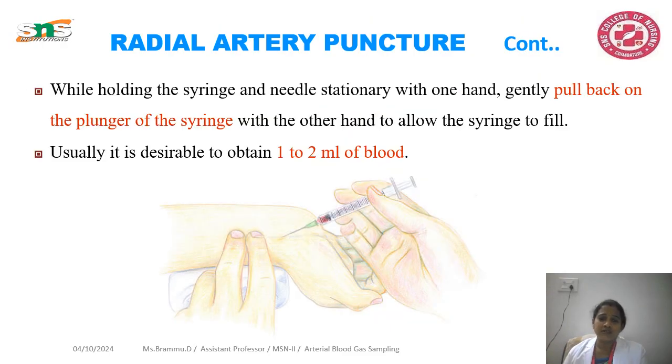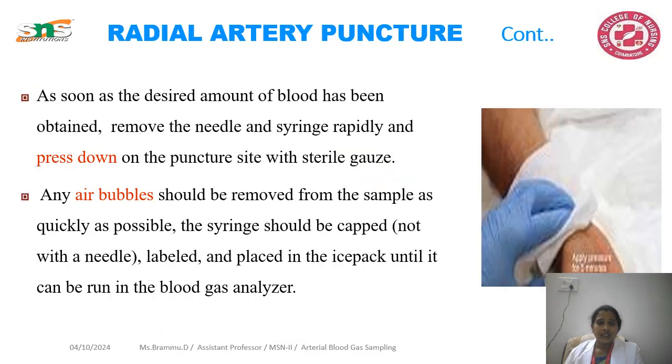Once the syringe shows the backflash, the needle is kept stationary in one hand, and gently we remove the sample by pulling out the plunger of the syringe until the syringe is filled. The desirable amount is usually 1 to 2 ml of arterial blood. As soon as we have done that, we close the needle with a single hand technique, and then send the sample immediately to the laboratory.